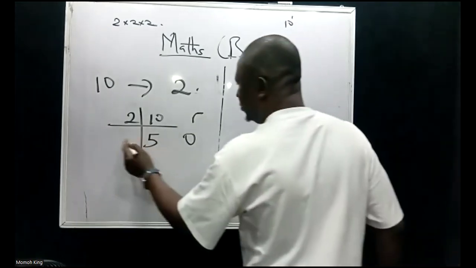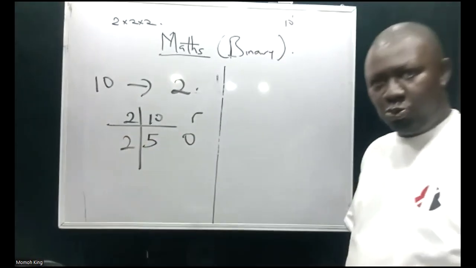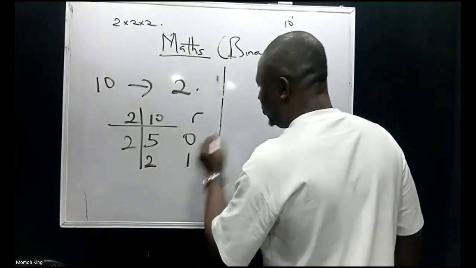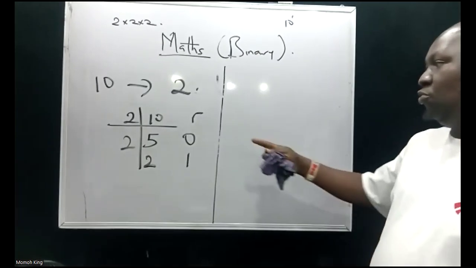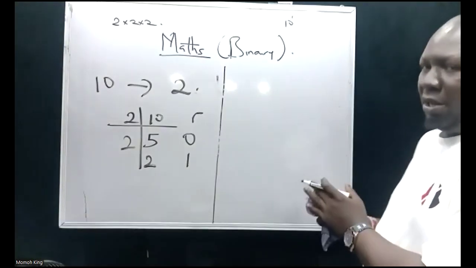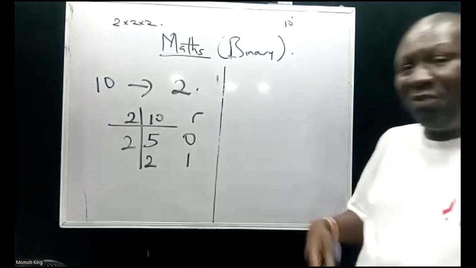Now you go to this page, 2 again. 2 in 5 is what? It's 2. You're going to have 2, which is 4. The remainder will be 1. If you divide 5 by 2, you're going to have 2 with a remainder of 1. You can see that you don't need a calculator for this, because a calculator will give you 2.5.